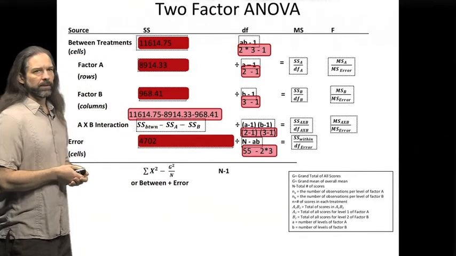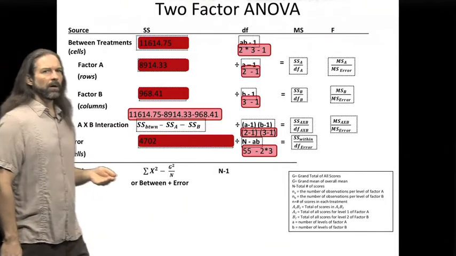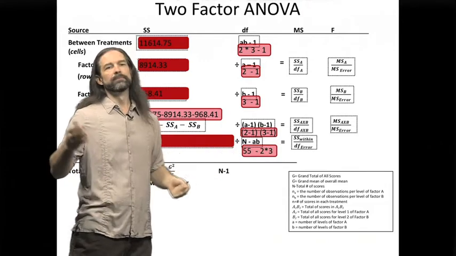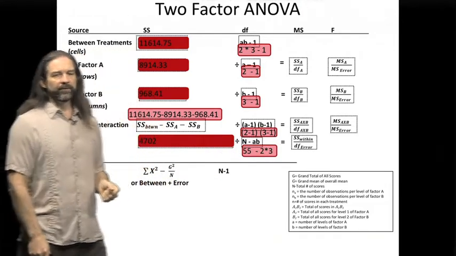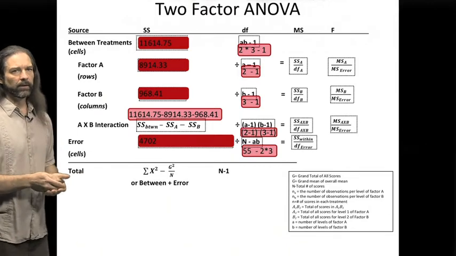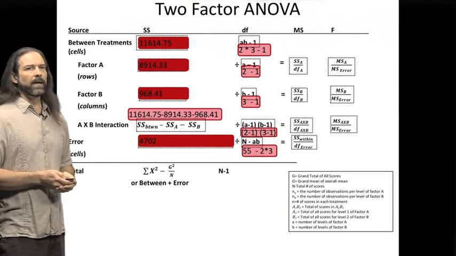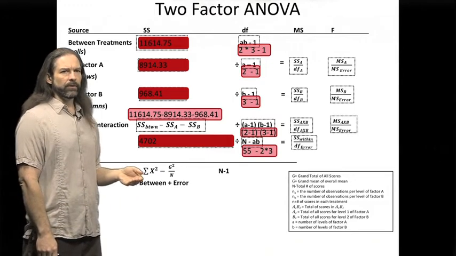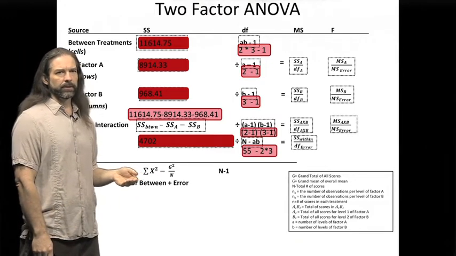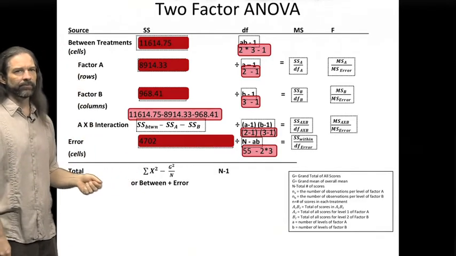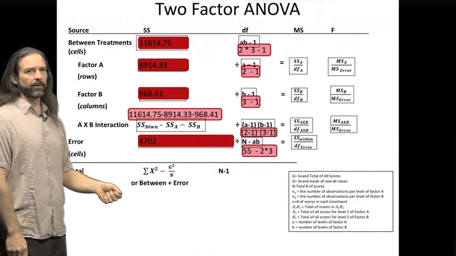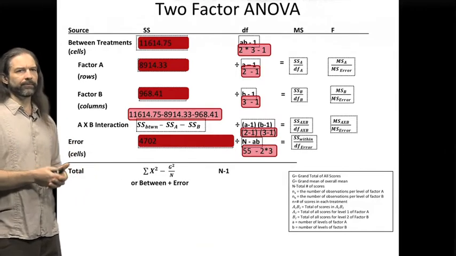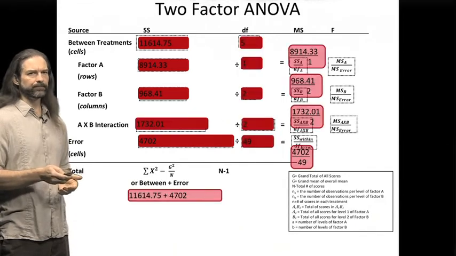The final one is, again, we're back to cells. All you need to do is remember I need my total number of observations, 55, minus the number of cells that I have. So 55 minus 6 is going to give us 49. The computations here are very easy. As always, you can choose to do your computational formula to get your error term to double check, because between treatments plus error will give you that final total term. If you compute it both ways, that's a good way to check and verify if you've done your computations correctly.